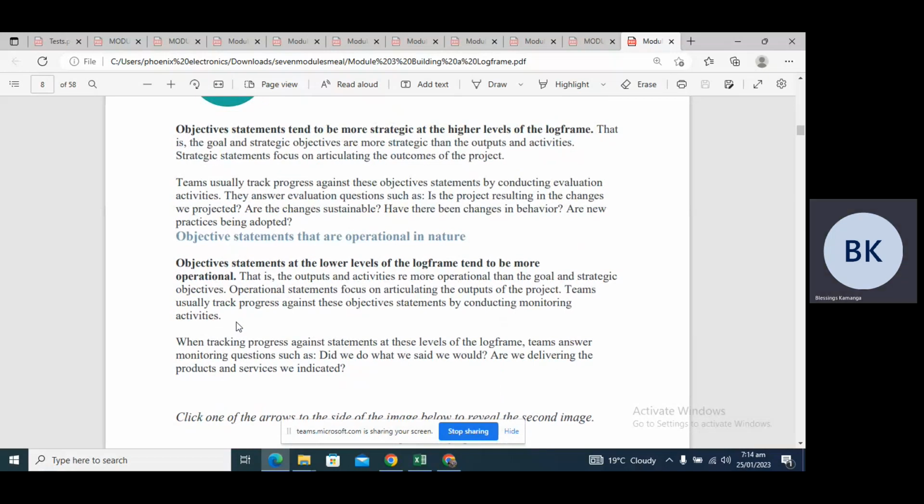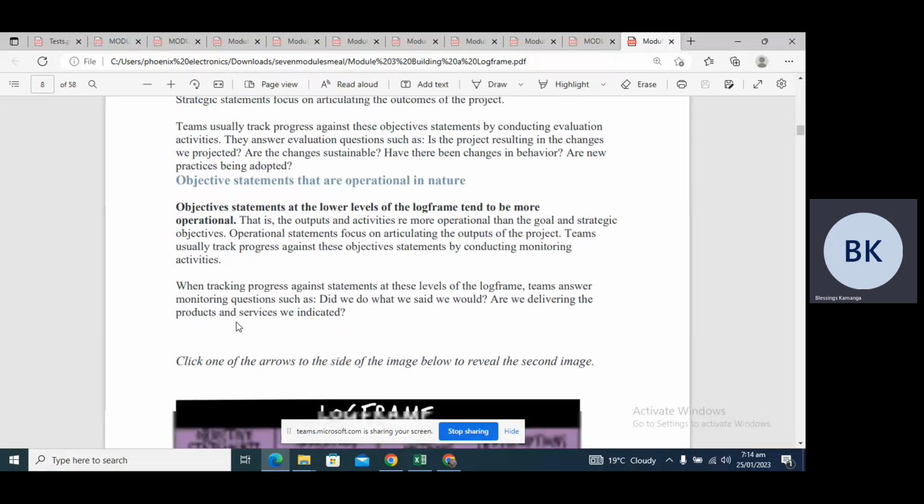When looking at the strategic aspects, we're looking at questions like, is the project resulting in the changes that we projected? We're looking especially at the why, and at the percentages and the nuanced aspects of the whole project. That's what we mean by strategy. Are the changes sustainable? Are there changes in behavior? Are there new practices?